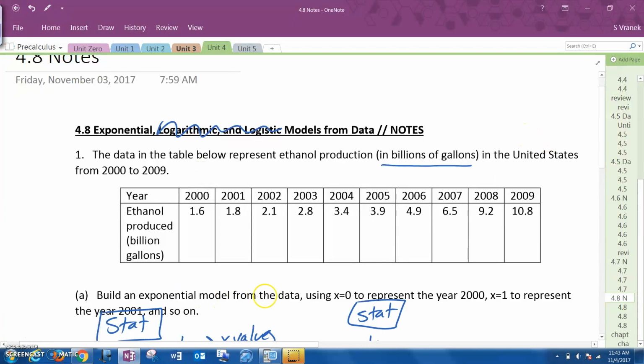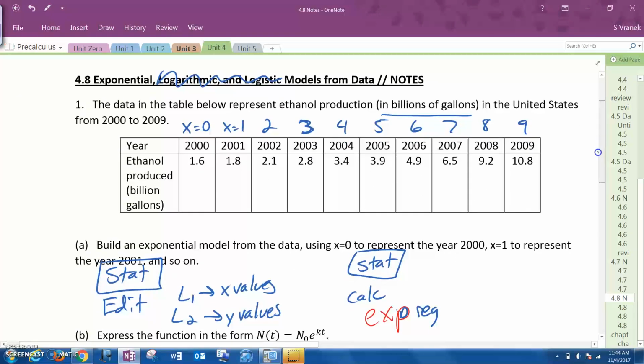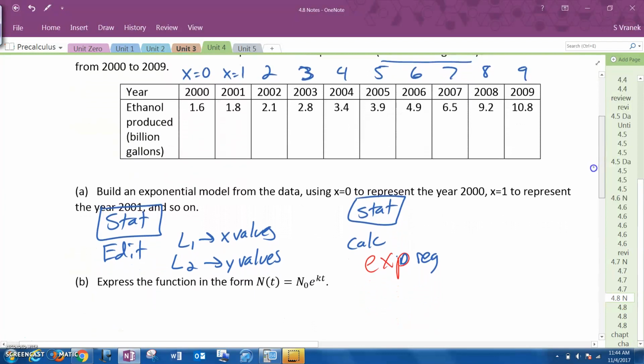Now it says build an exponential model from the data using x equals 0 to represent year 2000. So before I do anything else, I'm going to just write these up here so I know that these are the numbers I'm putting into my table. Okay, so I just wrote x equals 0, 1, 2, 3, 4, 5, 6, 7, 8, 9 on top for the year.